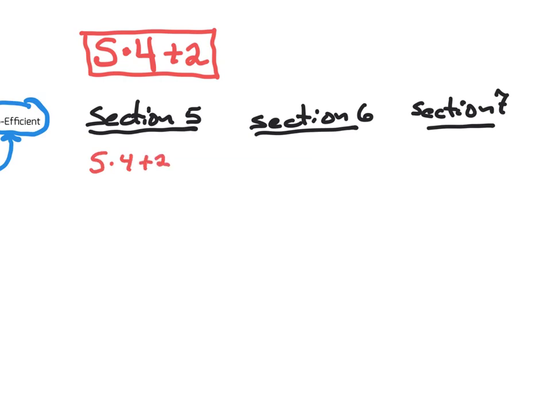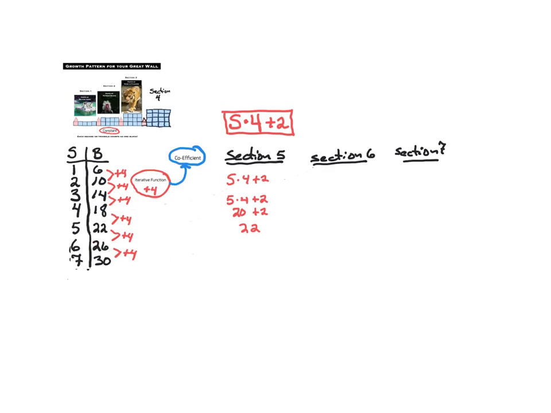And now I just have to plug in the section number, which is 5, right? So I'll simply go 5 times 4 plus 2. And then order of operations, you would do the multiplication first. So 5 times 4 is going to give you 20 plus 2, and then 20 plus 2 will give you 22. Let's go ahead and look over here. And sure enough, section 5 should have 22 blocks, and that's exactly what we got here.